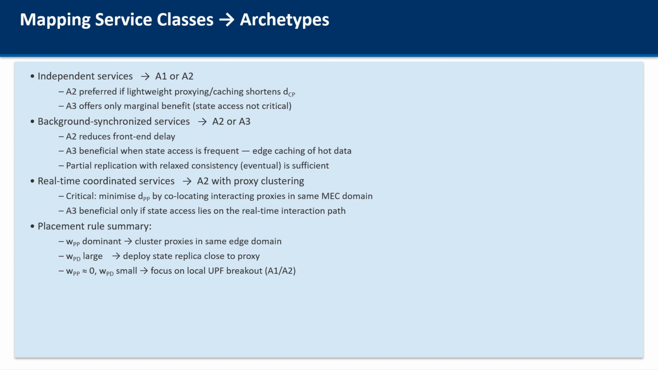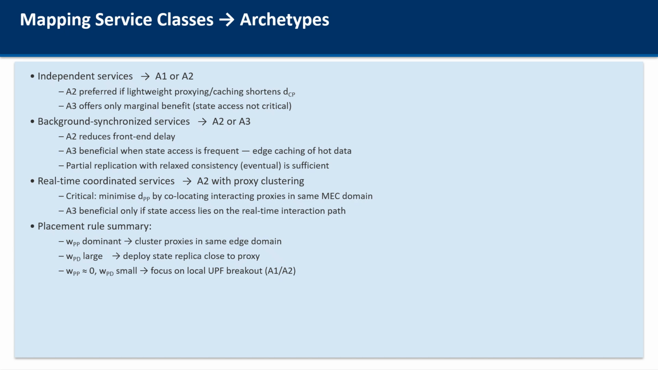For background synchronized services, A2 reduces front-end delay and A3 becomes attractive when state access is frequent. Note that we do not need strong real-time consistency here. Eventual consistency or partial replication of hot data is usually enough.